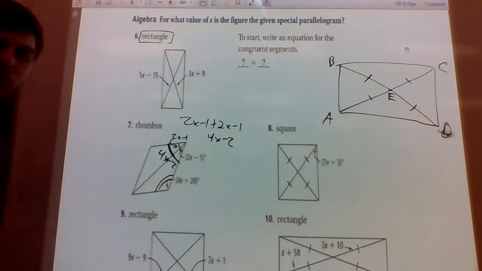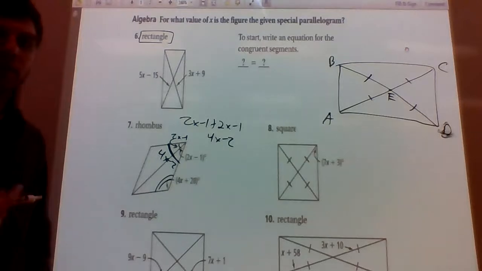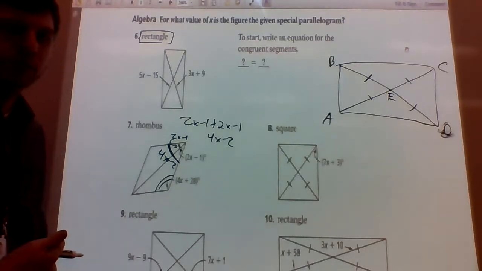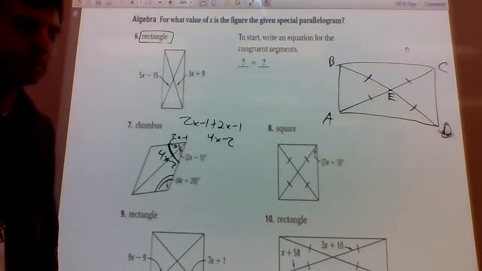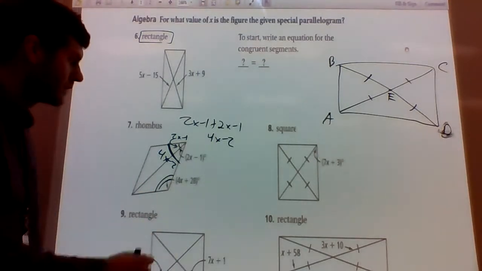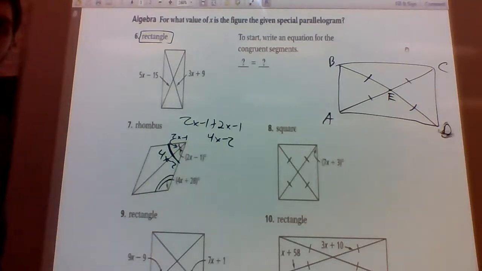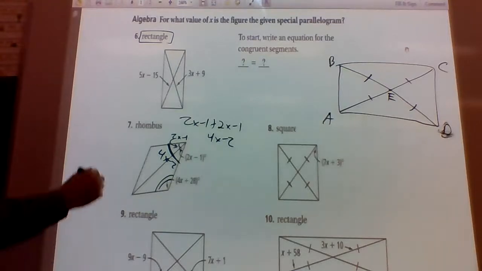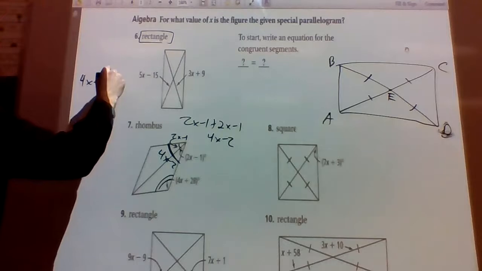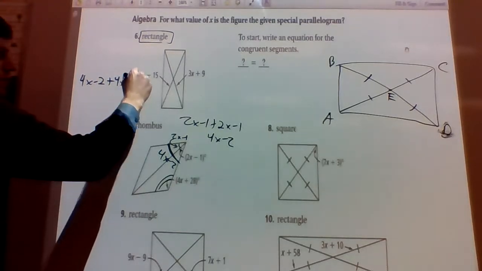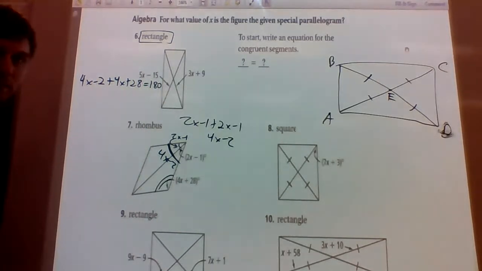We know this whole angle is 4x plus 28. Since a rhombus is a parallelogram, the properties of a parallelogram still apply. We know that consecutive angles are supplementary, so those two angles are going to add up to 180 because they're right next to each other, and consecutive angles are supplementary, meaning their angle measures add up to 180. So 4x minus 2 plus 4x plus 28 is going to equal 180.